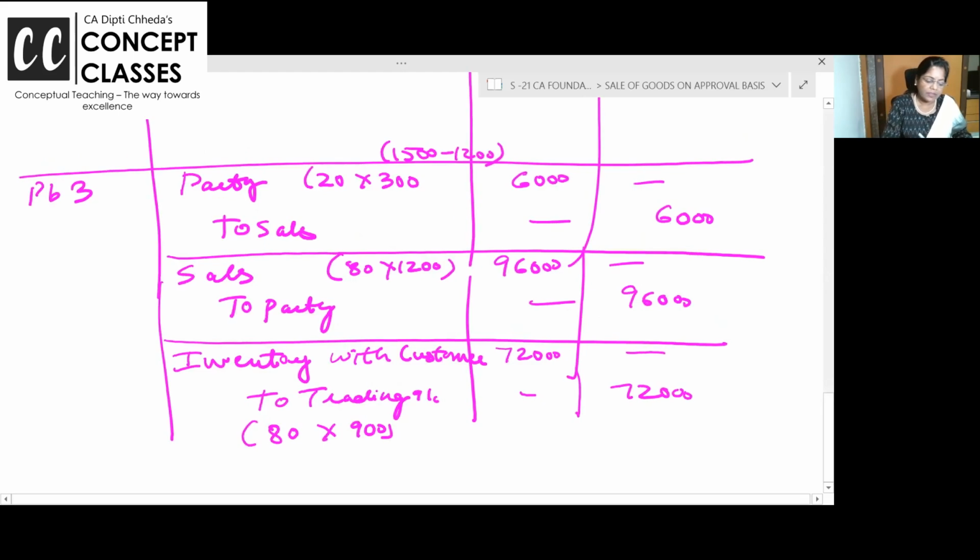What new have you learned in this problem? Adjustment in the sales. Party to sales is already recorded 100 into 1200. But out of that 20 are accepted at 1500, so book 300 more, and sales to party reverse 80. Okay?